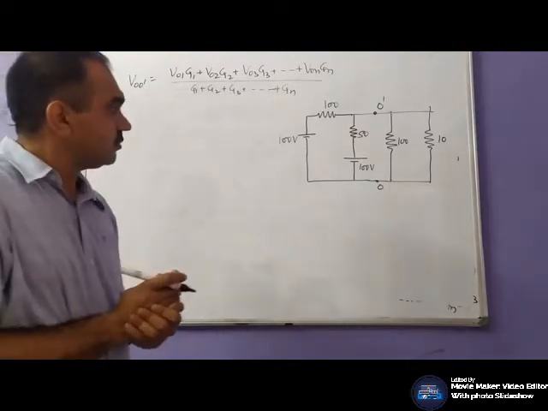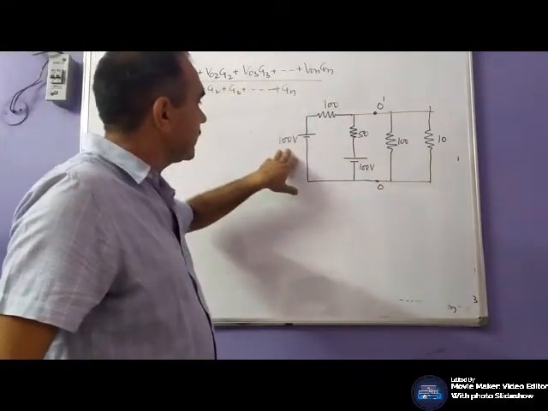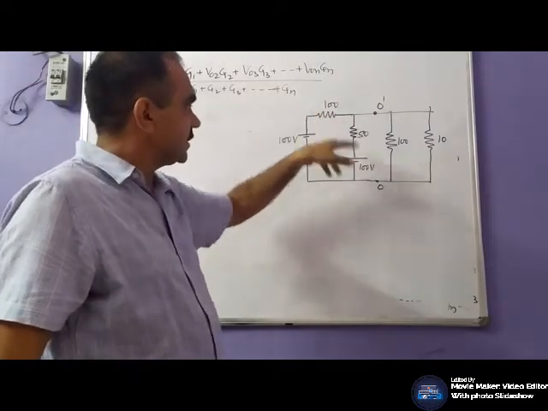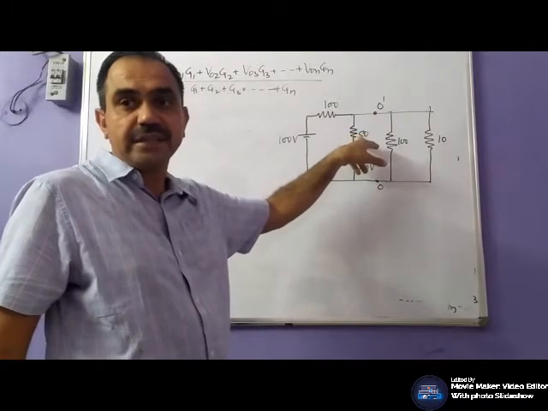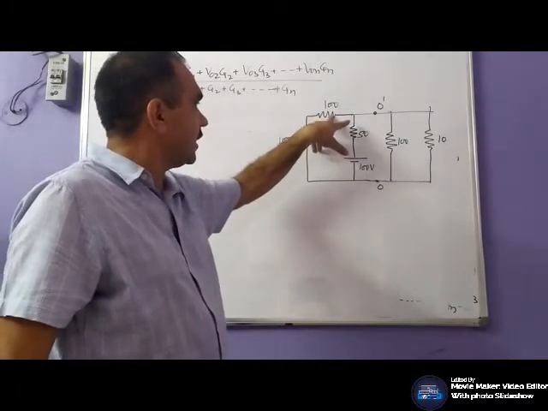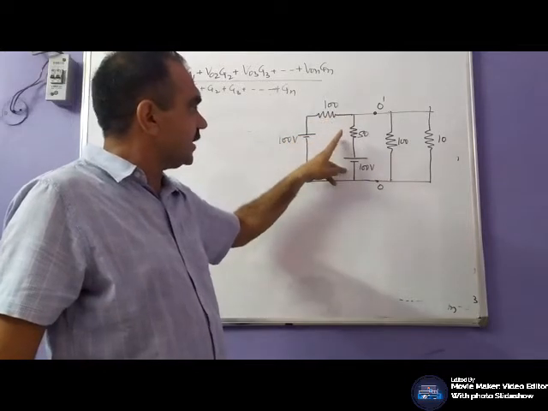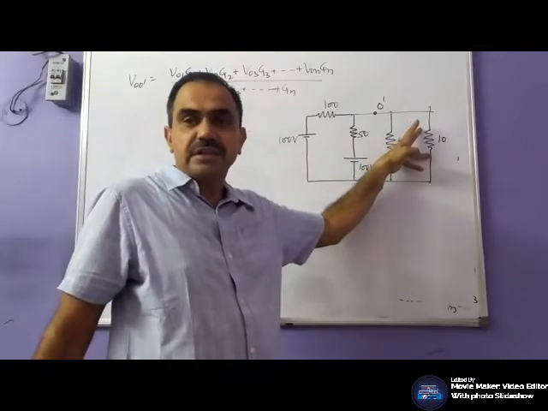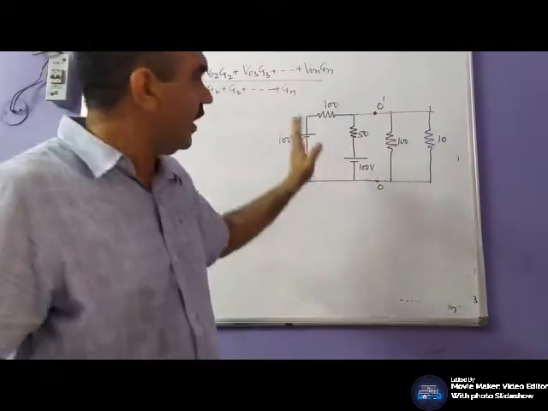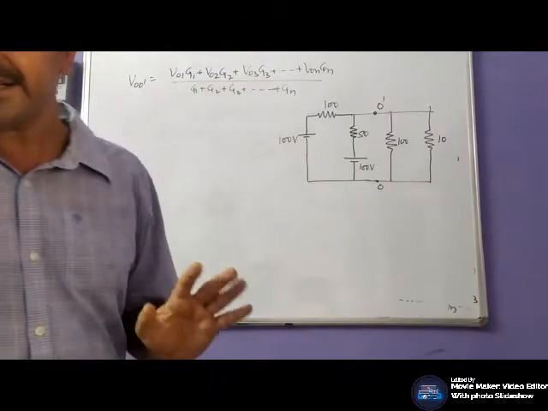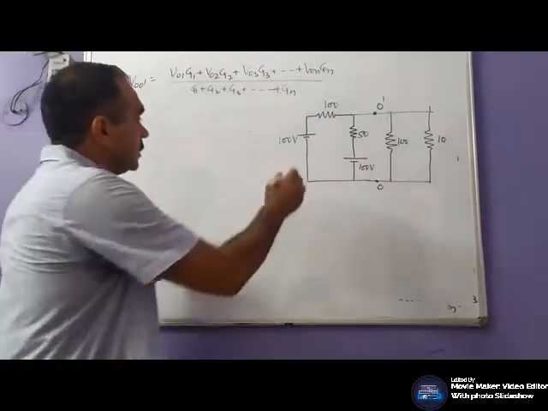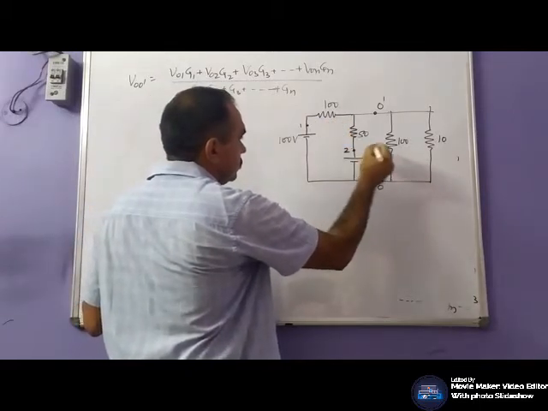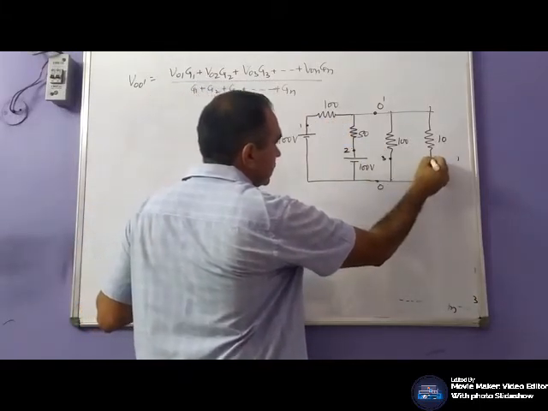Now, how are these branches connected? This 100 volt and 100 ohm are connected in series. 100 volt and 50 ohm are connected in series. So this 100 volt 100 ohm, 100 volt 50 ohm, 100 ohm and 10 ohm are in parallel. Now you have 4 branches connected in parallel. So mark the points, let them be 1, 2, 3, 4.